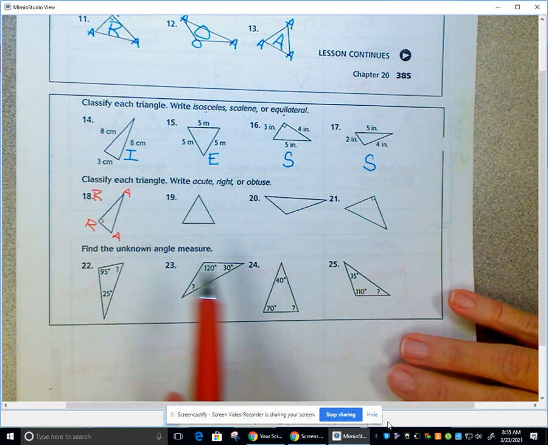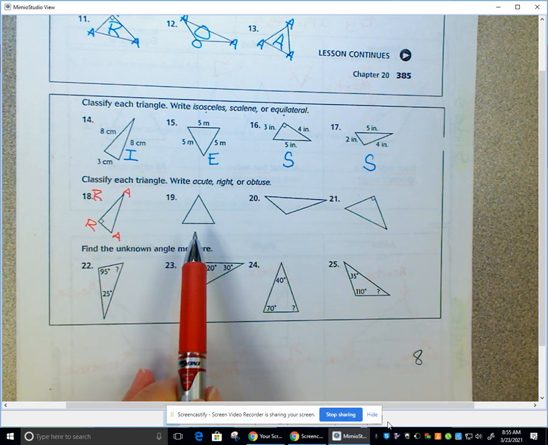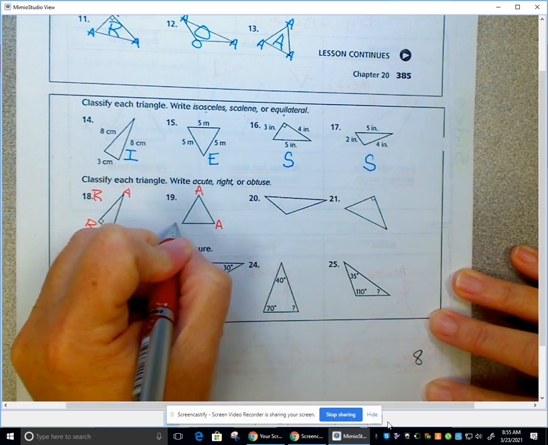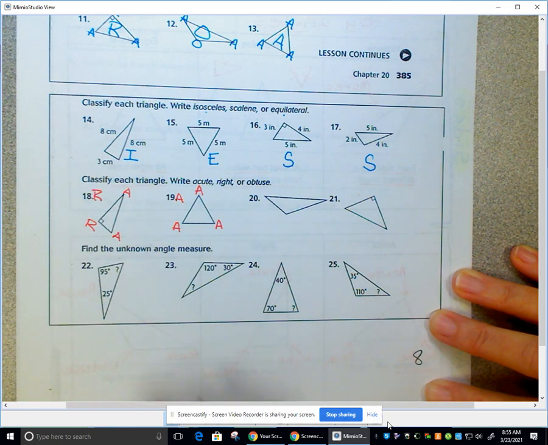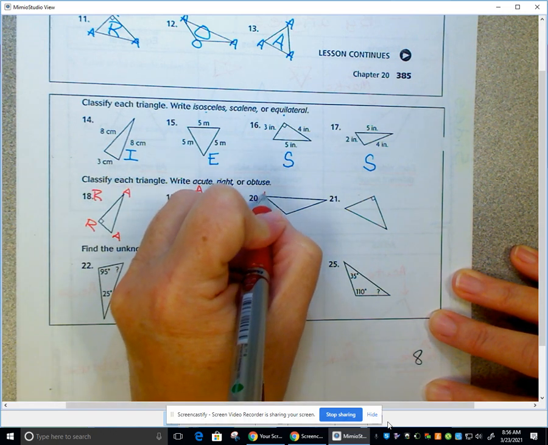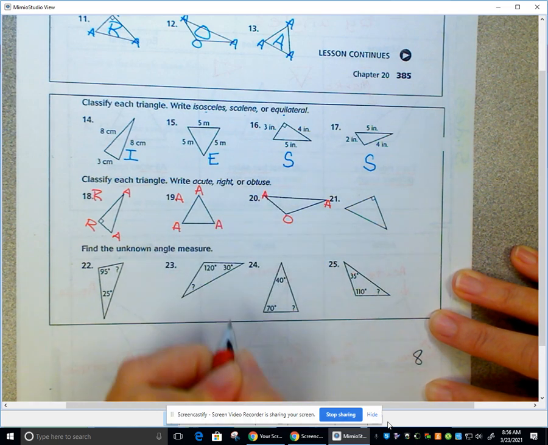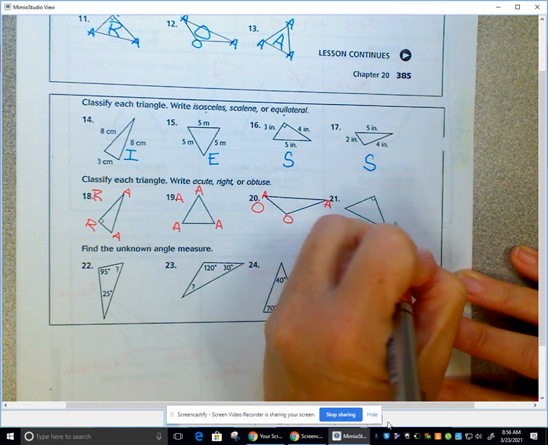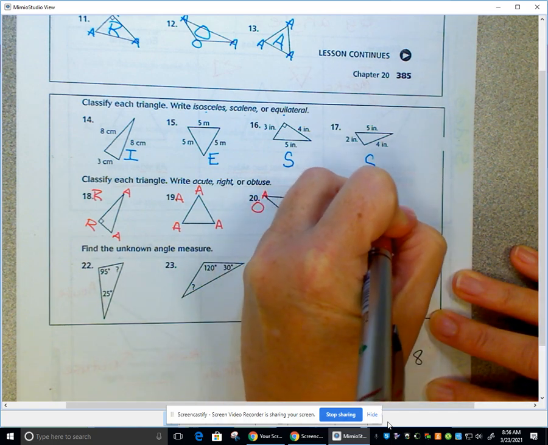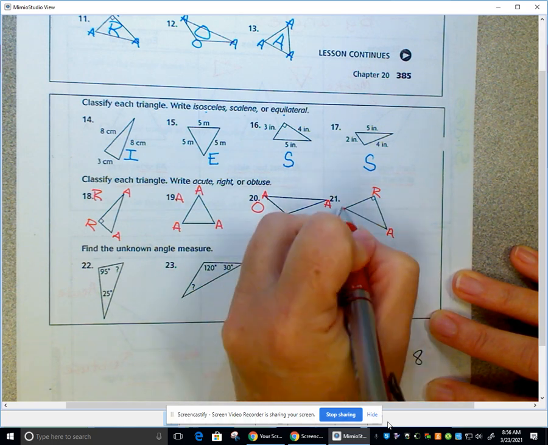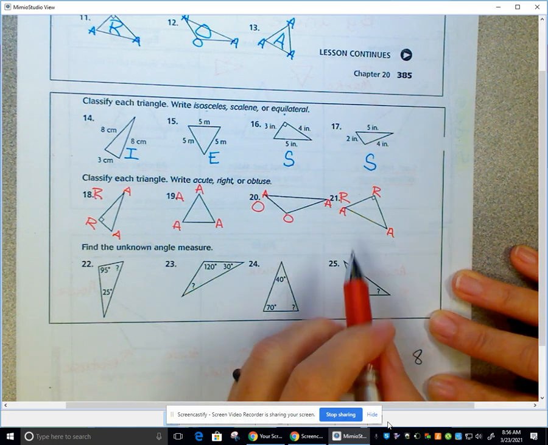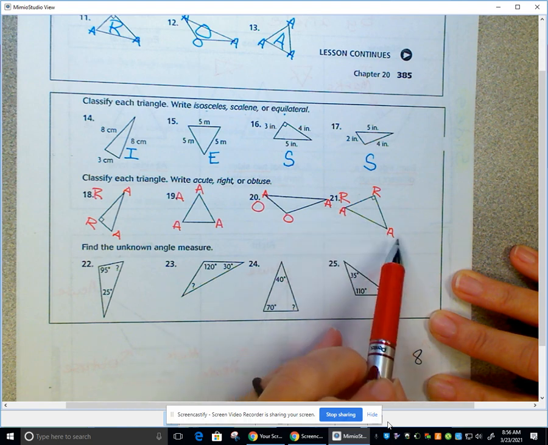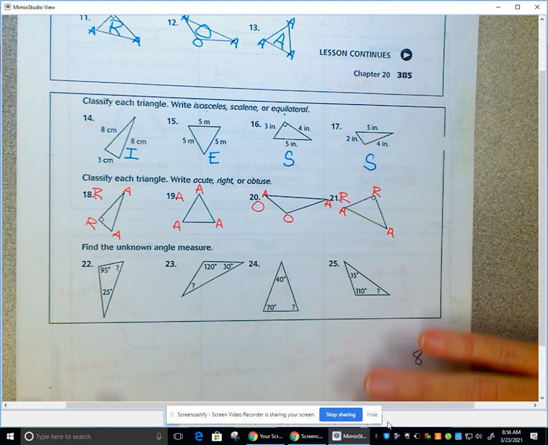And I challenge you again, pause the video and see how well you can do on your own. Number 19, acute, acute, acute. So 19 is acute. 20, acute, acute, obtuse. So number 20 is obtuse. 21, acute, acute, right. So 21 is a right triangle. Remember, if you're looking at the angles, the angle that's not acute is the name of it. If they're all acute, then it's an acute triangle.